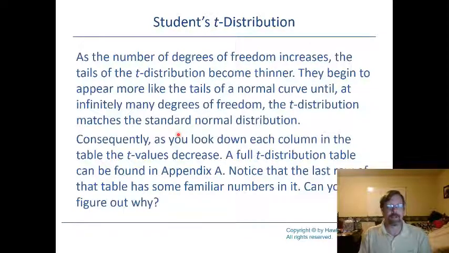Again, as the degrees of freedom increases, the tails become thinner and it gets closer and closer to the normal distribution. At infinite degrees of freedom, it matches. So if you check the table in the book, the last row is for infinite degrees of freedom, and those are the values from the critical z-scores given in the table in the section we just finished.